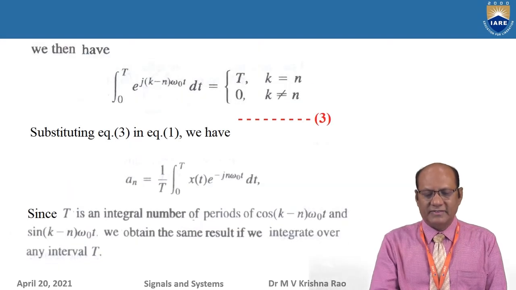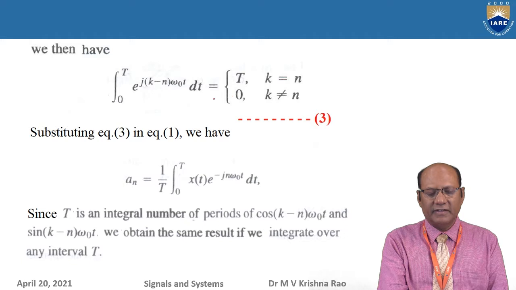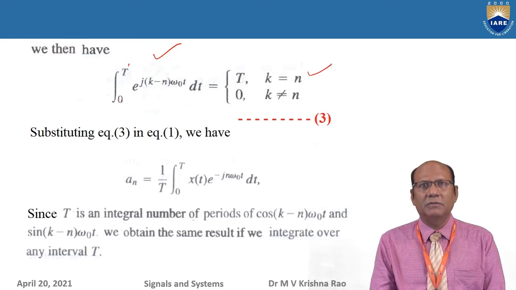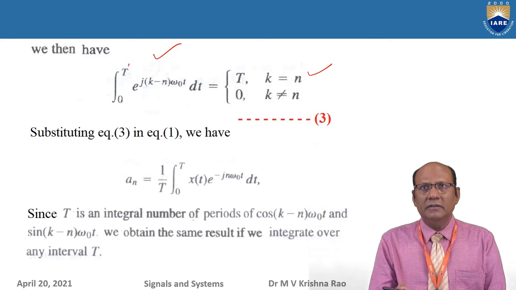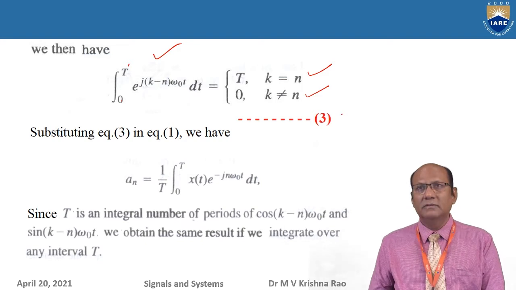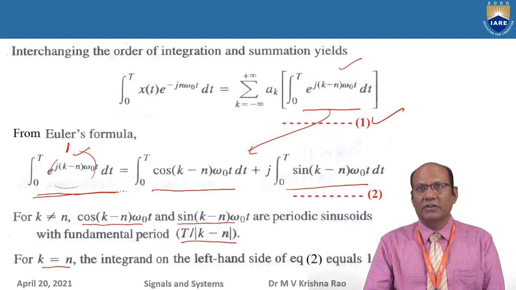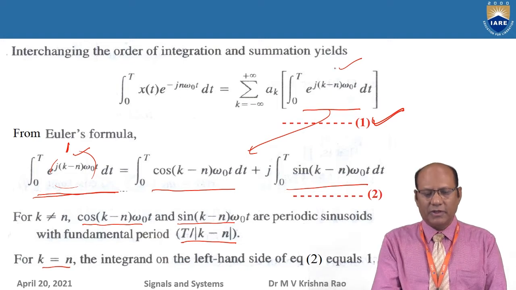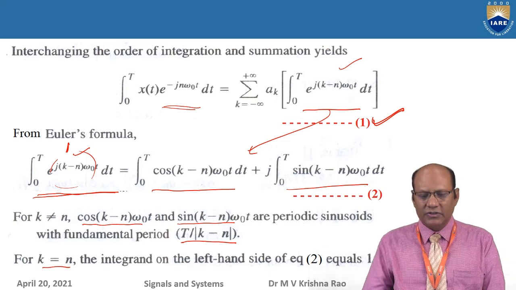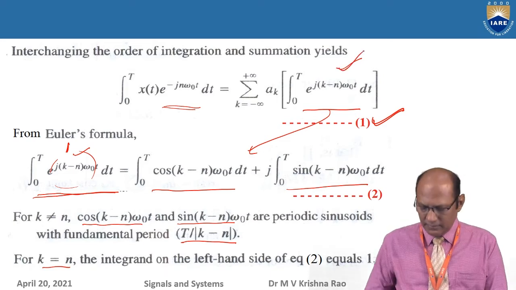So to summarize, the left hand side, after substituting the limits 0 to T, when k equal to n is equal to capital T. That is nothing but the period of the given continuous time periodic signal. And when k is not equal to n, it is 0. Now substitute this in equation 1. Go back and see, this is equation 1, which we got after multiplication by e to the power of minus j n omega naught t.